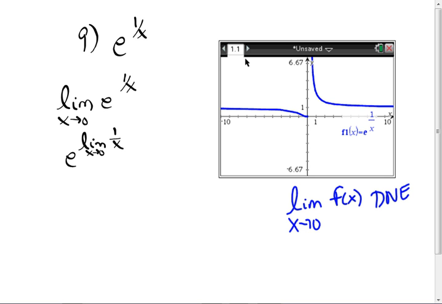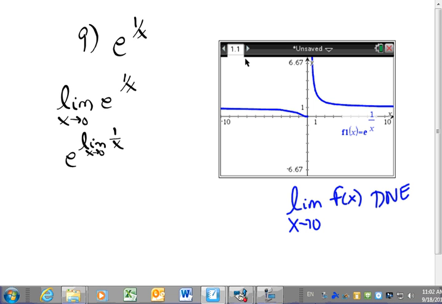Exponentials behave strangely when you do strange things to them. It just asks if it's continuous or not. It's not continuous at 0 because the limit doesn't exist. That's it. Let's not make it hard.